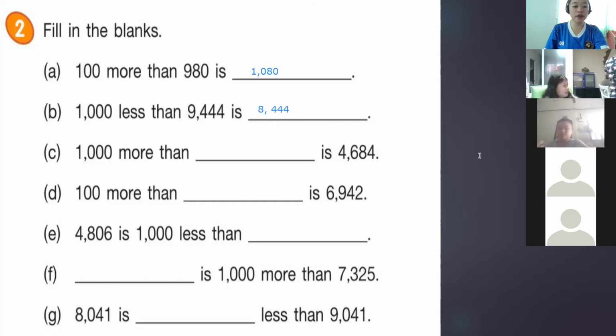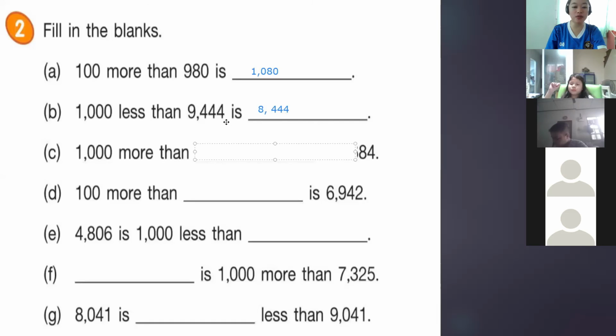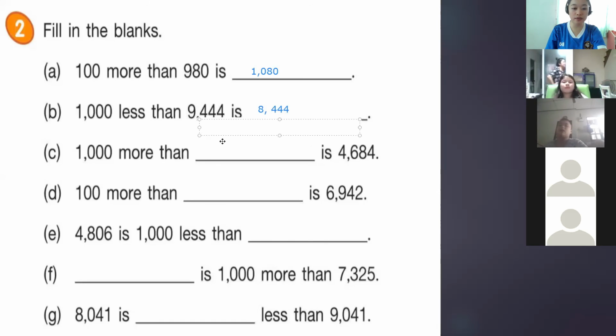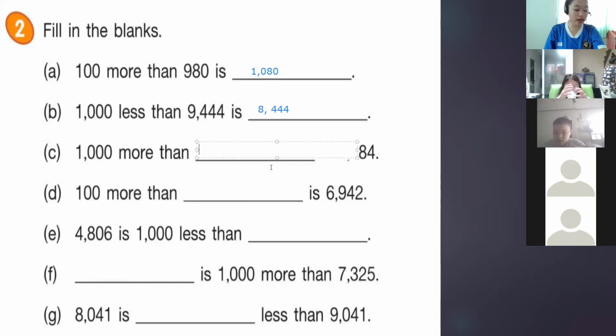Okay, next one, we have letter C. In letter C, we have the statement 1,000 more than blank is 4,684. You're going to find what number is in here. So you're going to subtract 1,000 from 4,684. So the answer here is 3,684.